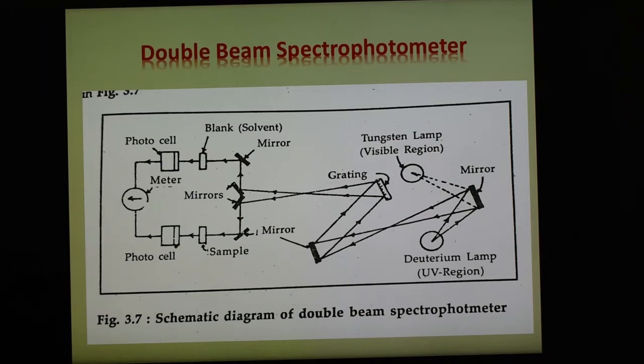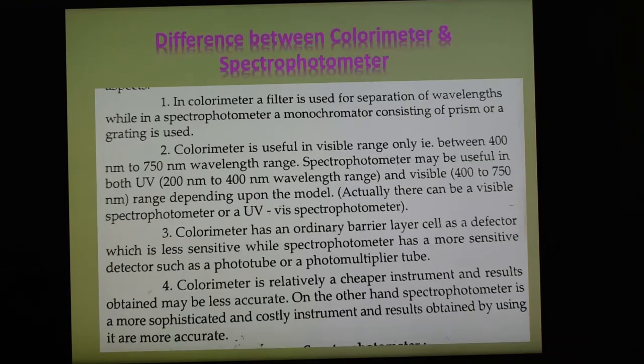So there are single beam and double beam spectrophotometers, and after this we are going to see what is the difference between colorimetry and spectrophotometry. The principle of both techniques is the same, but some differences are there. First, in the colorimeter, a filter is used for separation of wavelength, while in the spectrophotometer, a monochromator consisting of a prism or gratings is used.